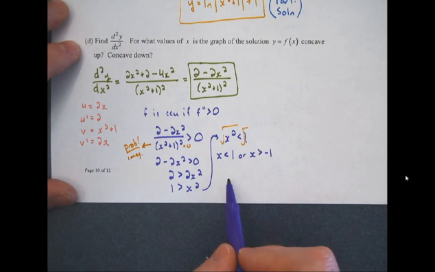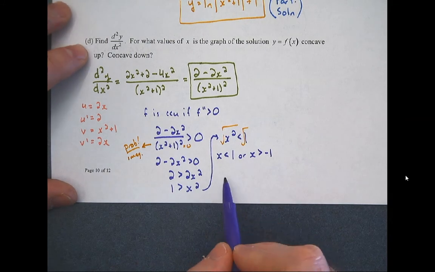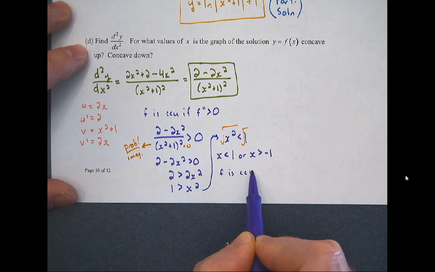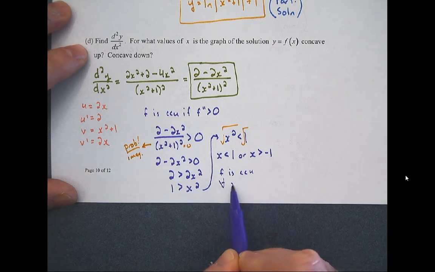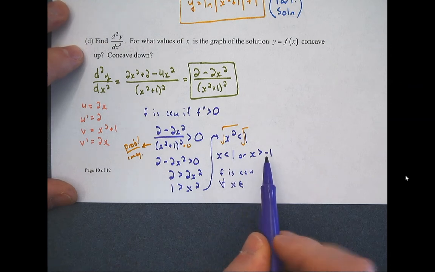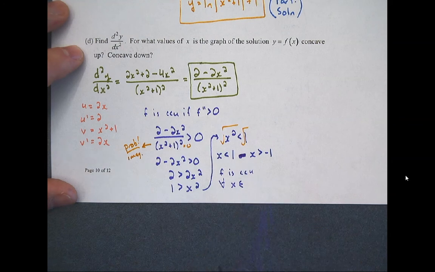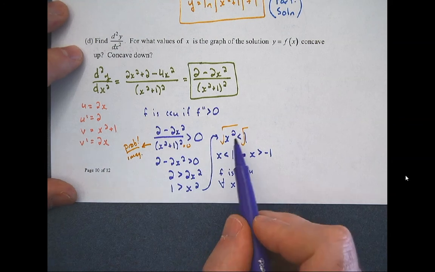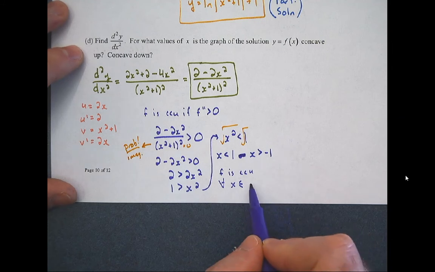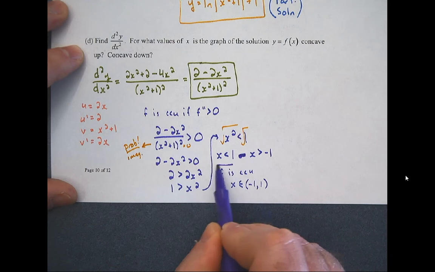So what would that actually look like? So f is concave up for all x that are an element of, so this is everything smaller than 1 and at the same time bigger than negative 1. Maybe I shouldn't put this or in here. Maybe I just write that. Okay, so if you're less than 1 and you're bigger than negative 1 at the same time, then you're everything in between. So negative 1 until 1.